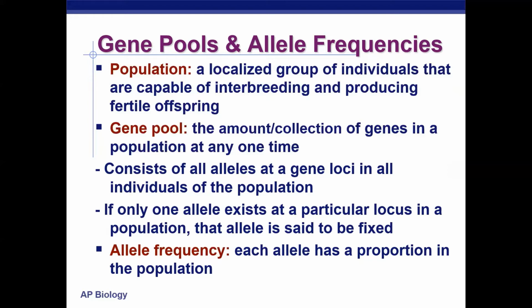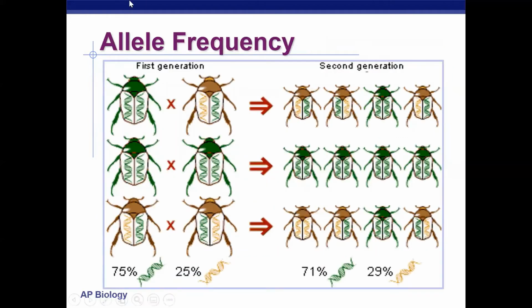So let's look at an example of this. Let's say we have a population of bugs that we're studying, and we have green bugs and golden bugs. And let's say we just count the alleles. So let's count the alleles for green, the green allele. So here we have 1, 2, 3, 4, 5, 6, 7, 8, 9. 9 out of 12 alleles. So 9 divided by 12, that means 75% of this population has the green allele.